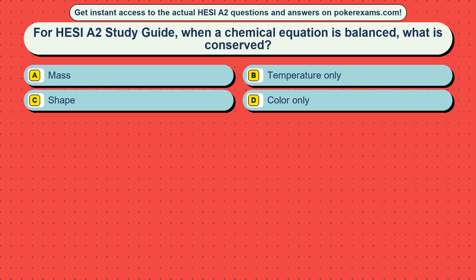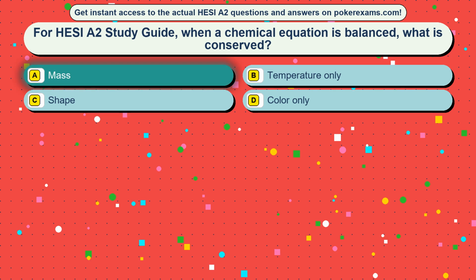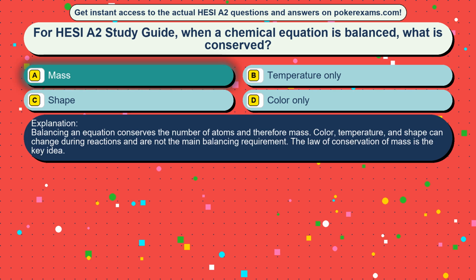Question 42. On the HESI A2 Study Guide, when a chemical equation is balanced, what is conserved? Option A. Mass. Option B. Temperature only. Option C. Shape. Option D. Color only. The correct answer is option A. Mass. Balancing an equation conserves the number of atoms and therefore mass. Color, temperature, and shape can change during reactions and are not the main balancing requirement. The law of conservation of mass is the key idea.